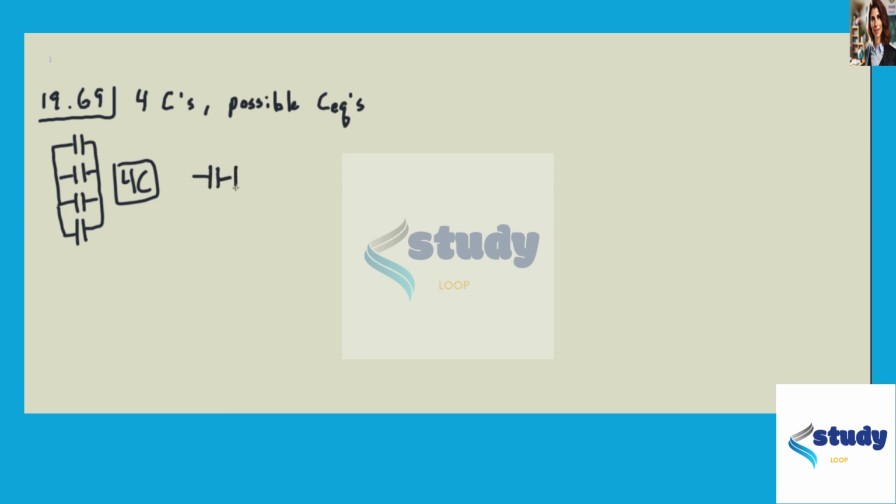We can put them all in series. And this will have a capacitance of 1/4 C because you have 1/C 4 times is equal to 1/C equivalent, and then you have 4/C, then invert it, and you get C/4.